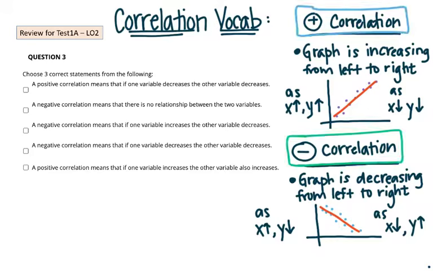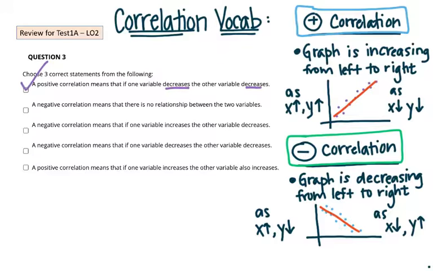Okay, so now we can look at the question. We need to choose 3 of these sentences that are correct, which means 2 are not. A positive correlation means if one variable decreases, the other decreases. Yes, that is the case. They will be moving in the same direction for a positive correlation.